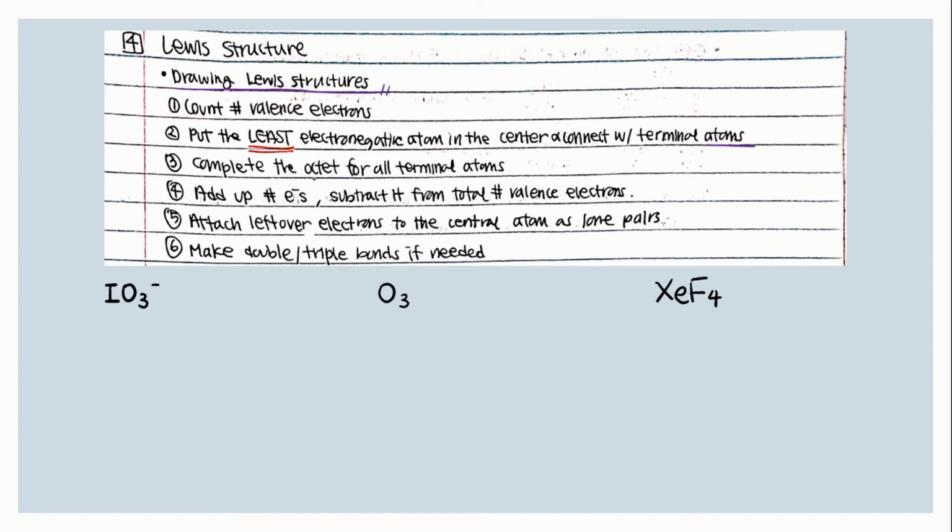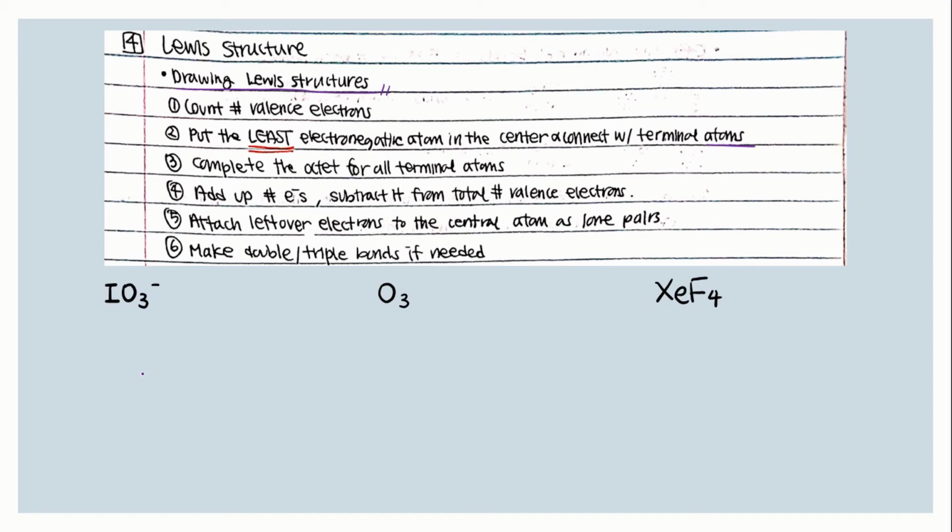And you have to complete the octet for all terminal atoms, then add up the number of electrons and subtract them from the total number of valence electrons that you got in the first step. Then you have to attach leftover electrons to the central atom as lone pairs. And then you have to make double or triple bonds if needed. So we are going to do some practice here.